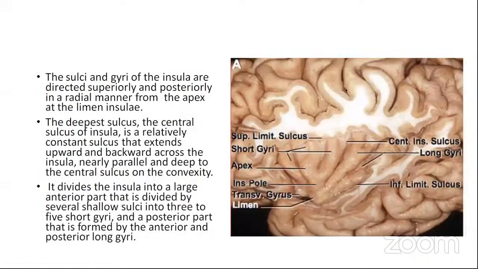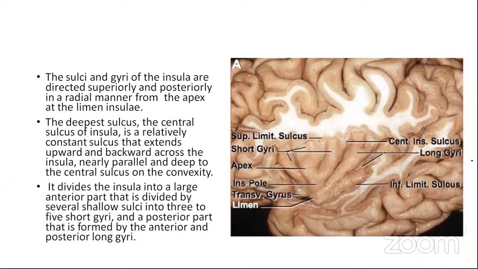The sulci and gyri of the insula are directed superiorly and posteriorly in a radial manner from the apex at the limen insulae. The deepest sulcus, the central sulcus of the insula, is a relatively constant sulcus that extends upward and backward across the insula, nearly parallel and deep to the central sulcus of the convexity.